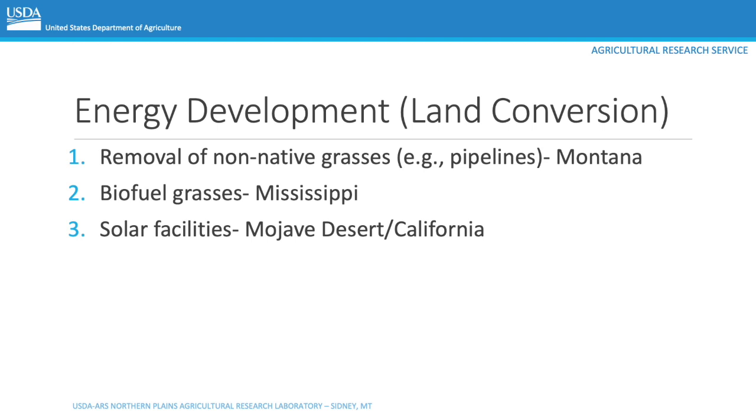The second project I'll quickly talk about is looking at biofuel grasses that were grown in Mississippi. The third, which is more of a recent project, is looking at the building of solar facilities in the Mojave Desert of California and its impact on pollinators.